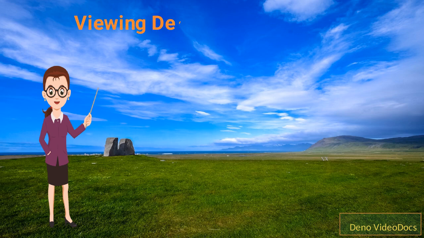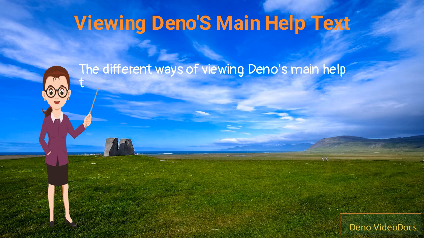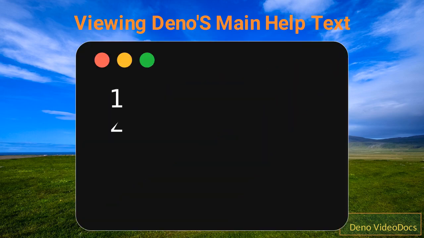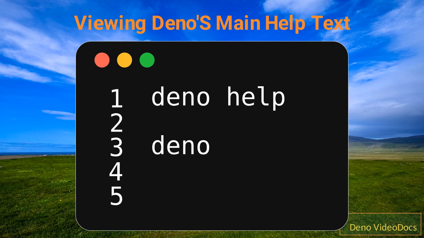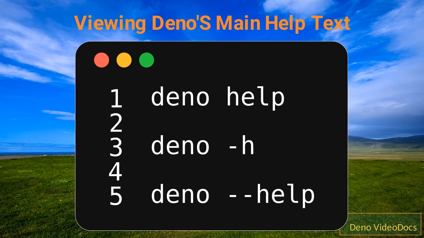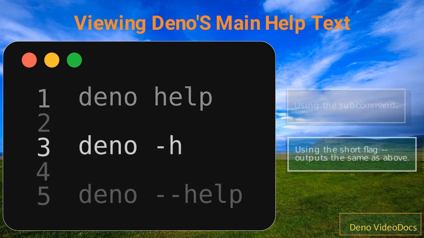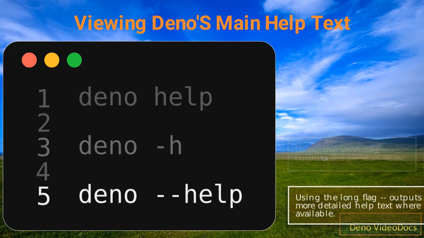What are the different ways of viewing Deno's main help text? The different ways of viewing Deno's main help text are deno help, deno -h, and deno --help. Using the subcommand, using the short flag outputs the same as above. Using the long flag outputs more detailed help text where available.